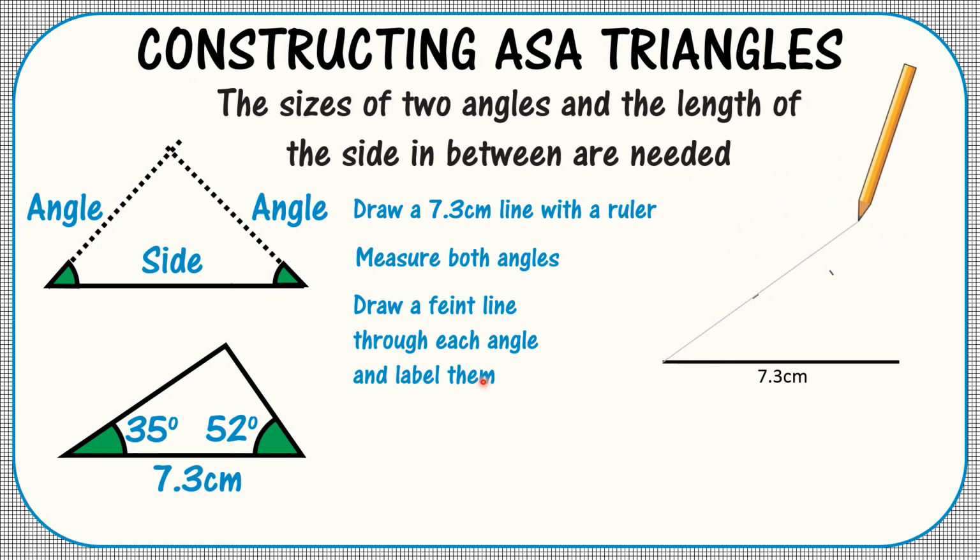You shouldn't really be pressing too hard. The next step is you'll draw a faint line through each angle and label them. So you will label this angle as 35 degrees. You'll draw another faint line and you will label this angle as 52 degrees.